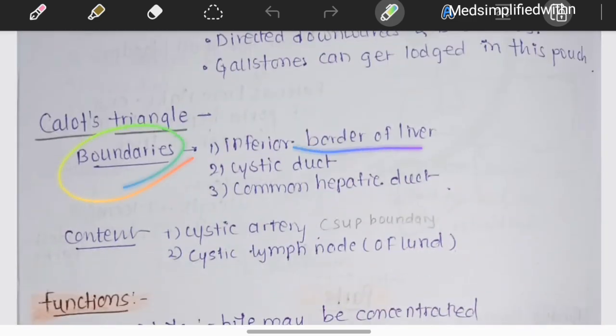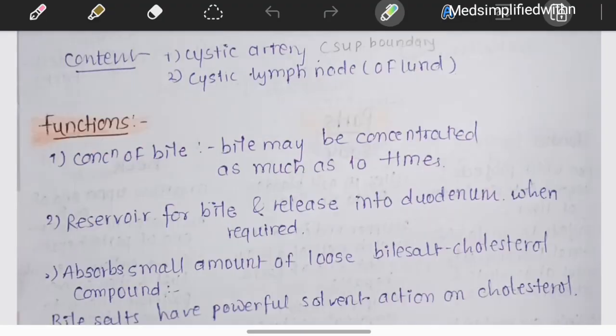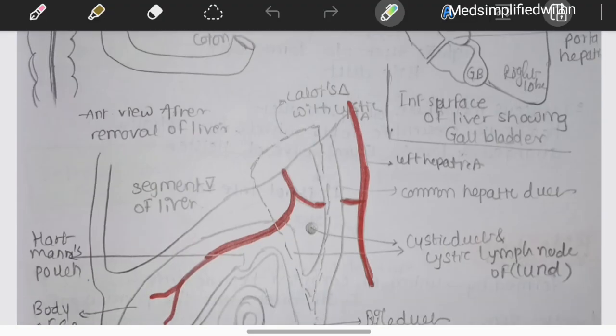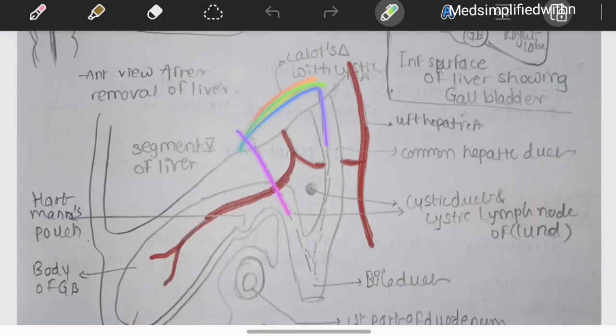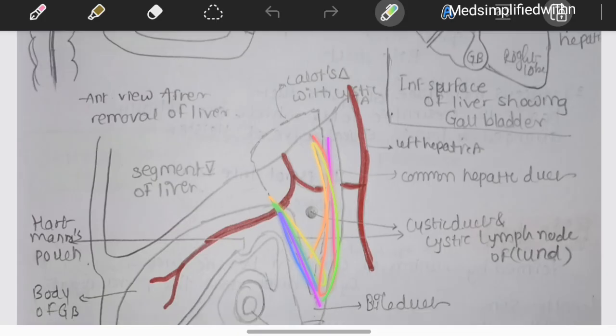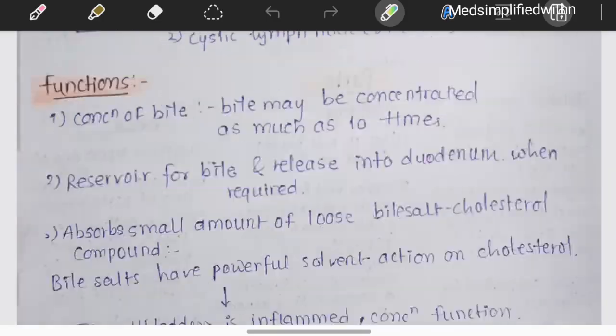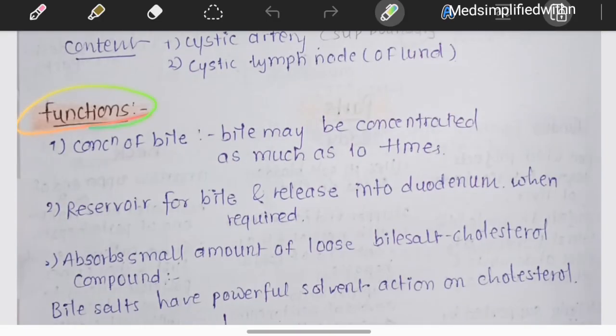Boundaries: inferior border of the liver, cystic duct, and common hepatic duct, and it contains the cystic artery and cystic lymph nodes of Lund. See, this is the inferior border of the liver, and here are the cystic duct and the common hepatic duct as the boundaries, and it contains the cystic artery and cystic lymph nodes of Lund. Next we will see the functions.